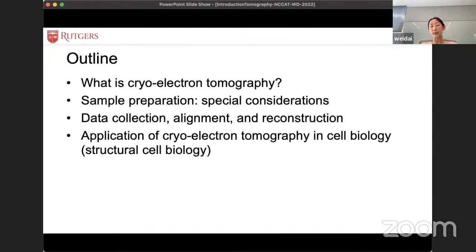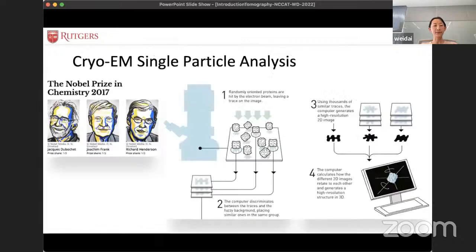tomography-specific aspects. Lastly, I'm going to give you one example to go over the overall workflow, to see how you can combine cryo-electron tomography with other bioimaging modalities, including FIB, correlative light and electron microscopy, to understand cell biology. Okay, so that's the outline for today.